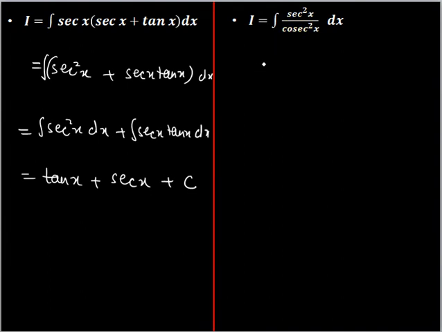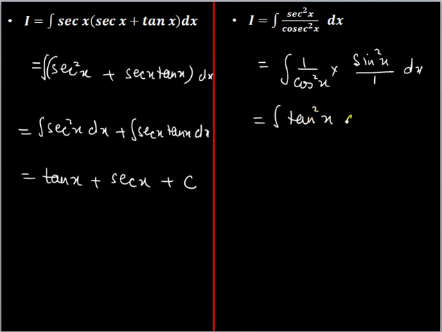Now taking another example, you can easily see sec x is the reciprocal of cos x and cosec x is the reciprocal of sin x. So if we take the reciprocal of both, sec square x can be written as 1 over cos square x and cosec square x can be written as 1 over sin square x. So this is what it is reduced to. So sin square x over cos square x can be written as tan square x.